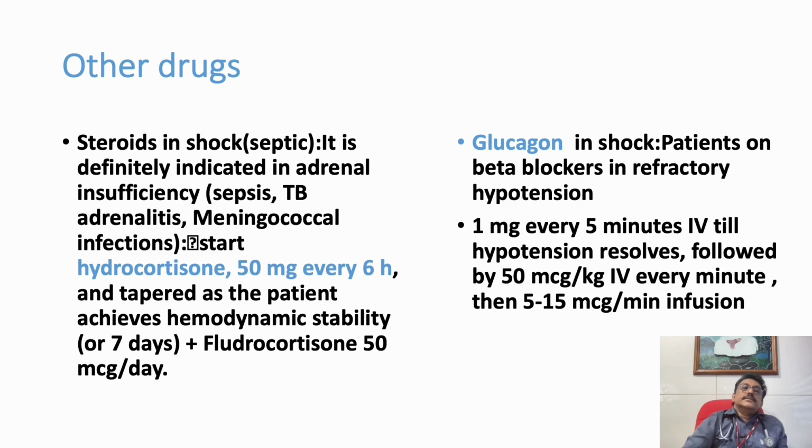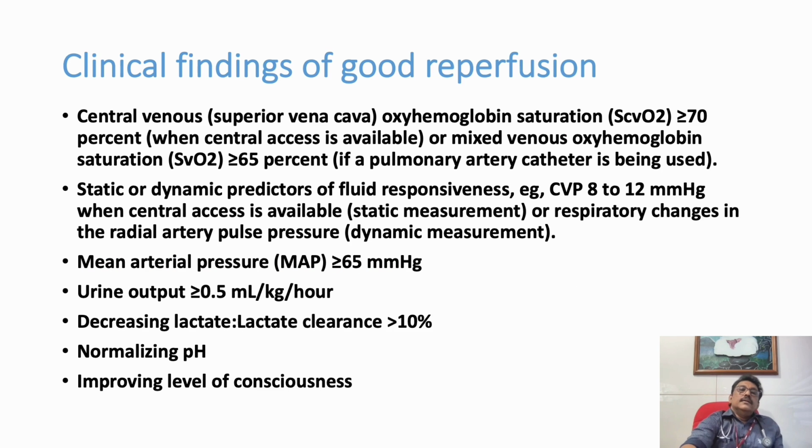Other drugs, steroids, are mainly used in adrenal insufficiency or in sepsis, even after correction of the initial fluid balance and noradrenaline. As a third line drug, you can give hydrocortisone 50 mg every 6th hourly. Glucagon can be used in patients who are having shock secondary to beta blockers.